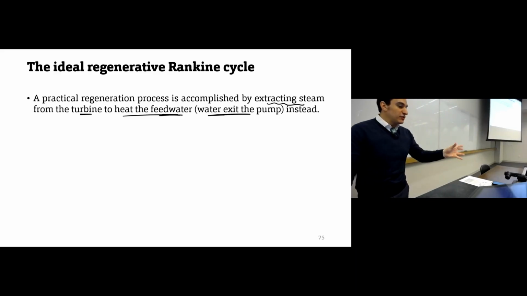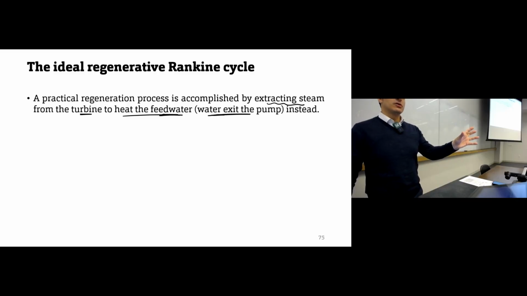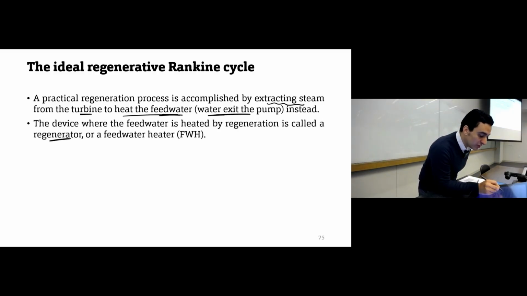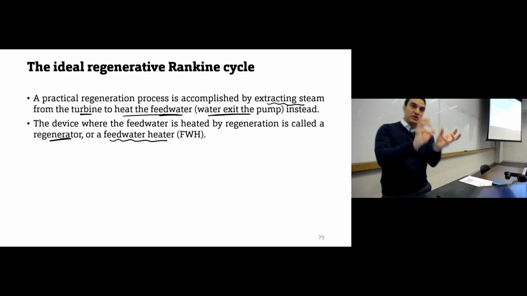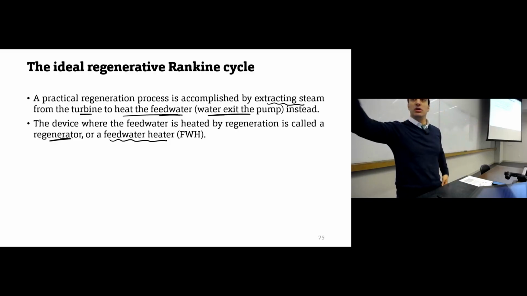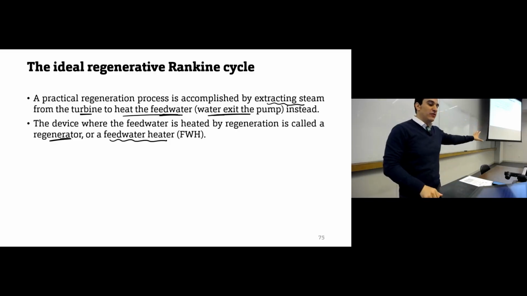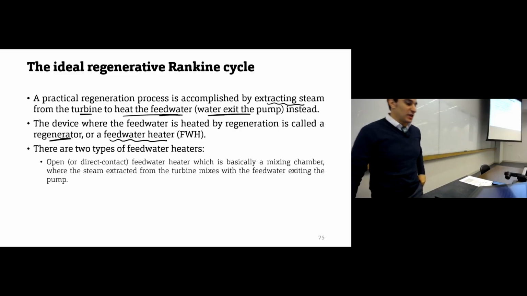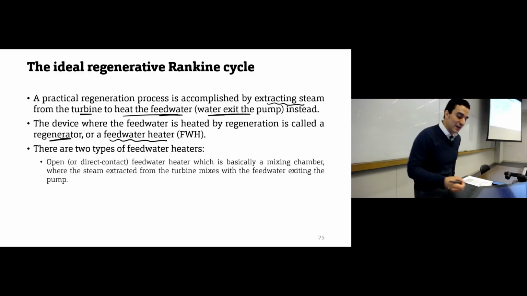The device or unit in which we have this interaction between the steam from the turbine and the feed water is called a feed water heater, or regenerator. This is the unit we use to exchange heat between the steam from the turbine and the water exiting the pump. This feed water heater can be of two types. It can be open, or direct contact.